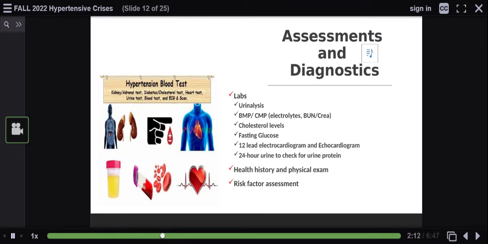Echocardiogram. We may want to offer an echocardiogram to these patients because you want to look at the left ventricle. Remember, one of the complications is left ventricle hypertrophy. You want to see the function of the left ventricle. We want to see the heart valves, how they're functioning, how they're pumping, and make sure everything is okay. There's no clot, no valvular issue. There's no heart failure. 24-hour urine to check for urine protein. Again, we can do that too as part of the laboratory tests.